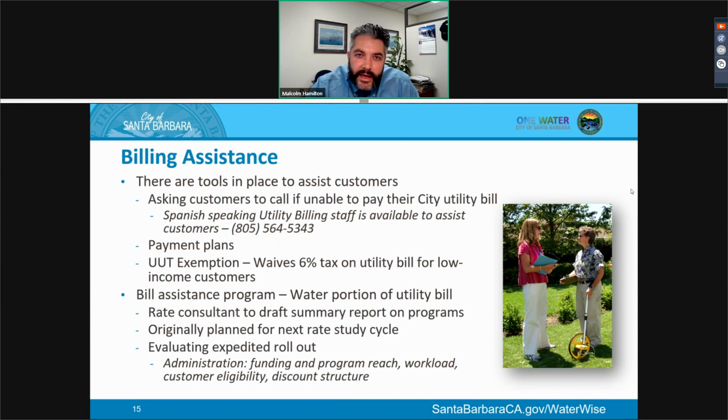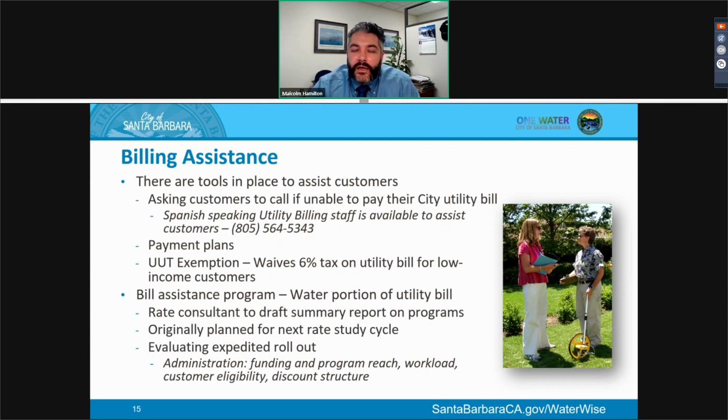There's the utility users tax, which is placed on all utility water, wastewater, and solid waste utility bills. It's a 6% tax. If you are below a certain income level based on your IRS tax data, you can waive that tax. The issue with the UUT tax exemption, of course, is that it's based on your prior year's tax filing. So for instance, if you were fully employed through all of 2019, but just recently because of the COVID pandemic you've lost your job or you're unemployed, that's not going to be reflected in your 2019 tax return, so you may not be eligible. And I say that because the next bullet point, the bill assistance program, is something we struggle with on how we could expedite assistance for our customers.